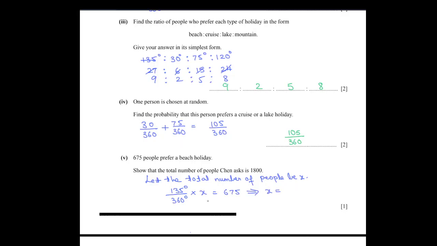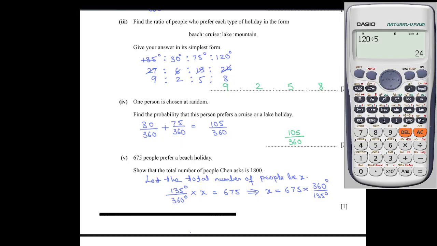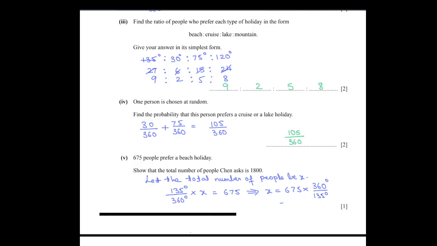Keeping x on the left hand side, this fraction is taken on the right hand side. It gets reciprocal and it is brought to the right hand side. Then find the answer for x here. 360 by 135 into 675, 1800. So we got it as 1800. So it's true. We need to show it's done.